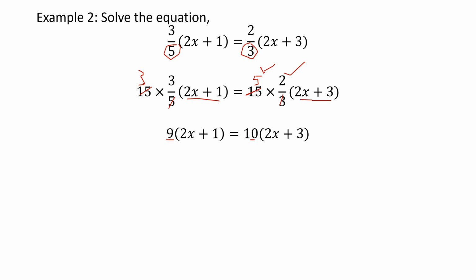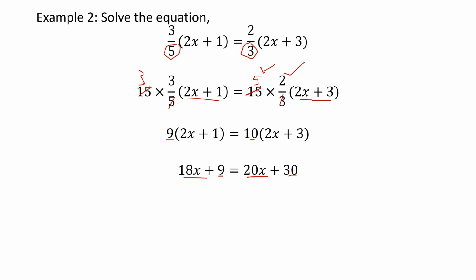Right. Let's now remove brackets on both sides. 9 by 2x we get 18x. 9 by 1 we get 9. On the other side, 10 by 2x we get 20x. 10 by 3 we get 30. Alright, let's collect like terms. 18x is a like term of 20x. At the same time, 9 is a like term of 30.